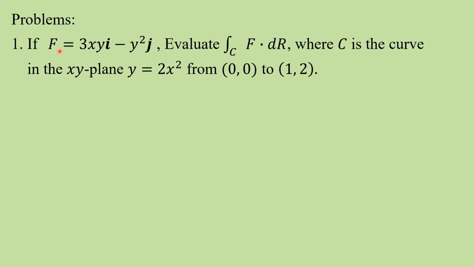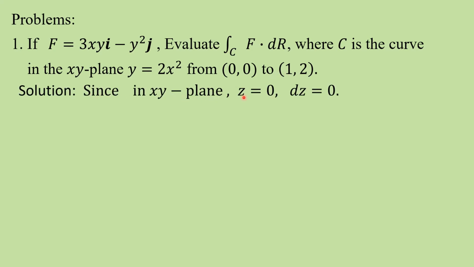Now let me take some problems on line integral. The first one: if vector field f is 3xyi minus y square j, evaluate the line integral of f along C, where C is the curve in the xy plane y equal to 2x square, that is a parabola, from 0, 0 to 1, 2. So here we have to first find the dot product between f and dr, which is nothing but dxi plus dyj, because r is xi plus yj, since it is in xy plane z equal to 0. So once you get the dot product, then you can evaluate along the curve y equal to 2x square between the points 0, 0 to 1, 2.